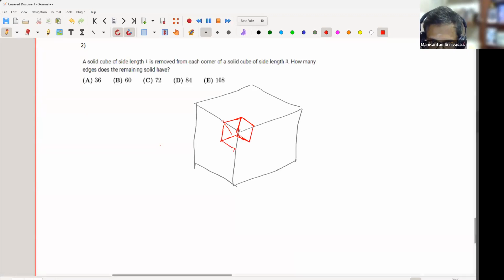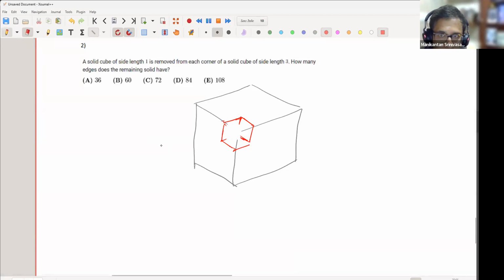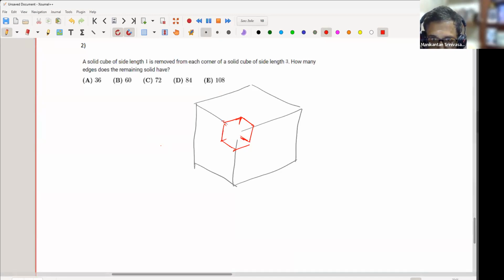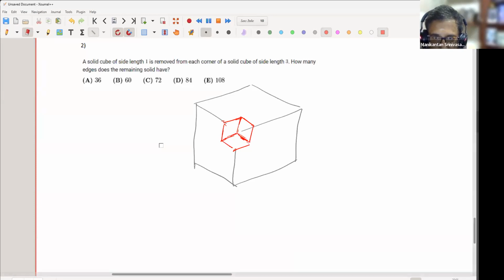So I got 36. Same answer. Okay, let's see. When we chop off something like this, selectively deleting is getting hard. All right, this is better. The figure becomes something like this. Are you able to visualize? You're able to visualize, right?